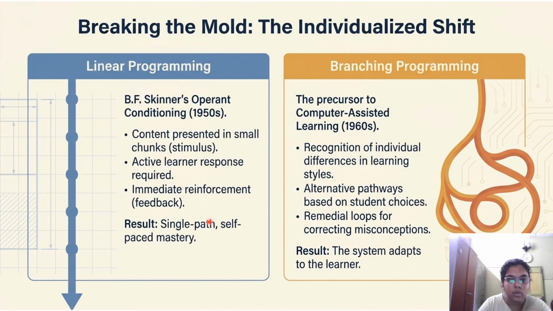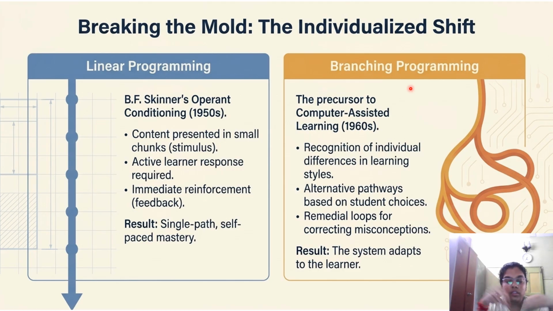And what was the result? The result was a single path, and self-paced mastery. A self-paced learner can learn by themselves. So self-paced mastery was there. Next comes branching programming. Now, branching programming is the precursor to computer assisted learning.